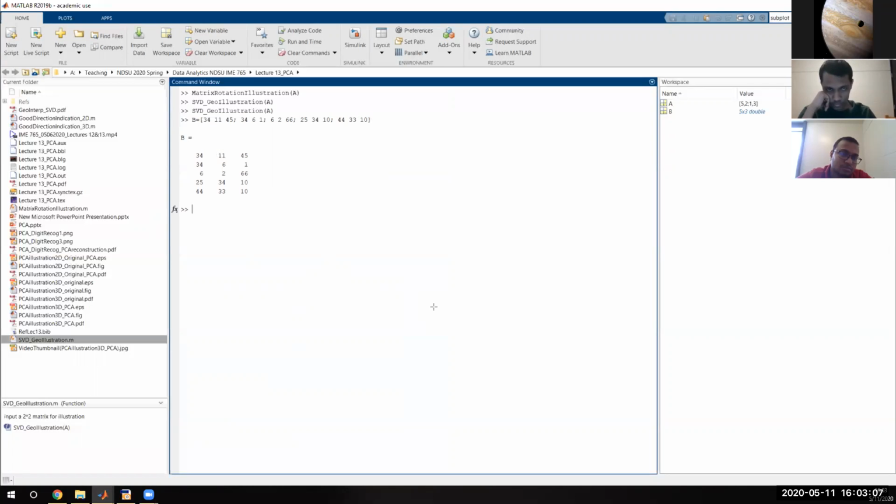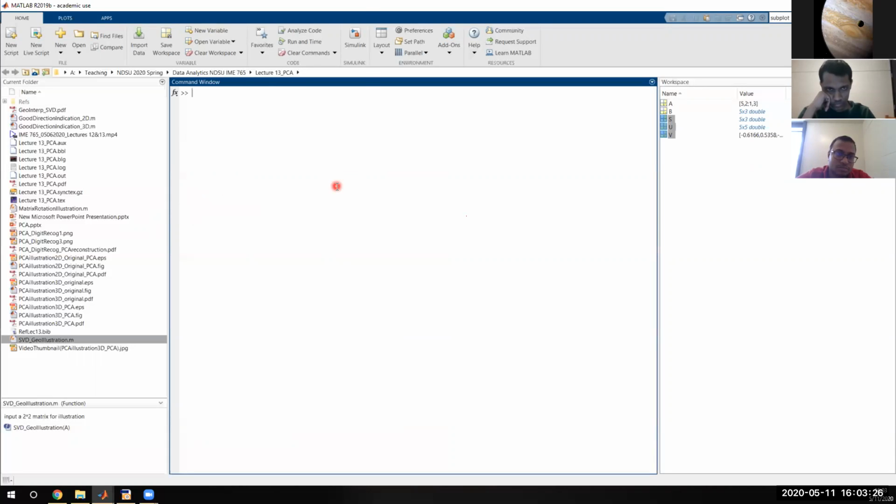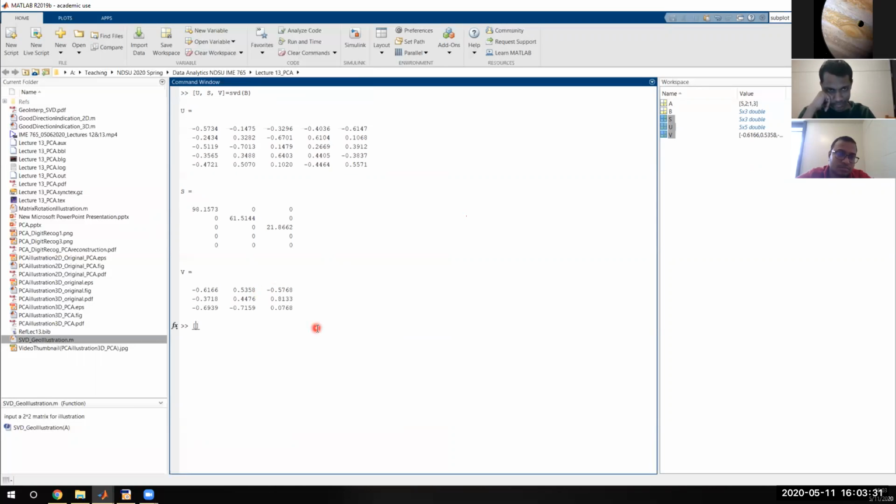Okay, first of all, let's calculate the SVD. Here I have the SVD already; let me directly show it. So in this case, you can see U, S, V. Now let's do the eigenvalue decomposition. V1, D1 equals the eigenvalue decomposition of B prime times B, right?